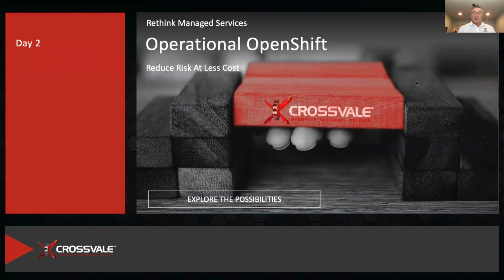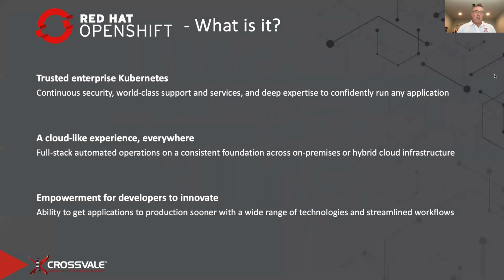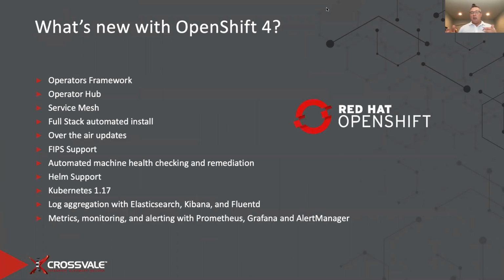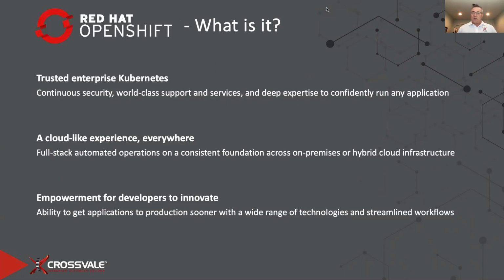So that leads us to our operational OpenShift webinar today. And so what is OpenShift? Most of you attending, I'm sure, have a pretty good idea of what it is. But the common reasons most enterprises select OpenShift is trust is one of the biggest ones, because Red Hat is the best. Red Hat brings Kubernetes in a way that they have a world-class platform that gives you enterprise trust when you're running your critical workloads.